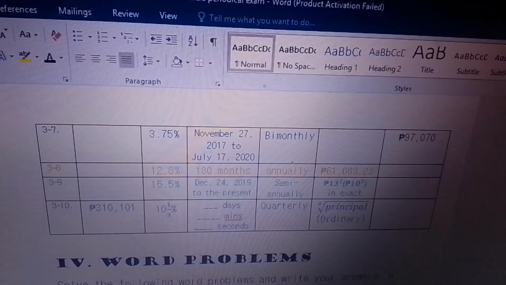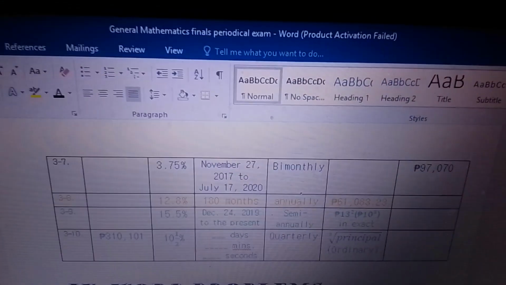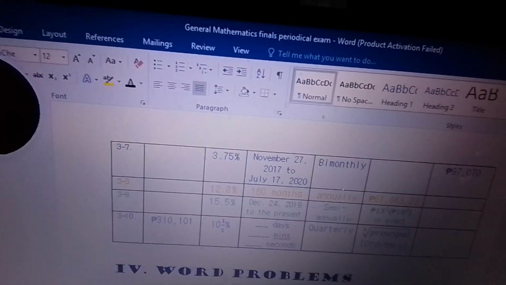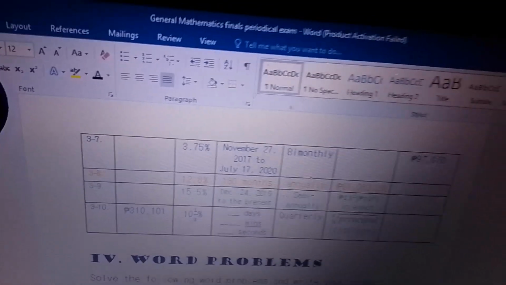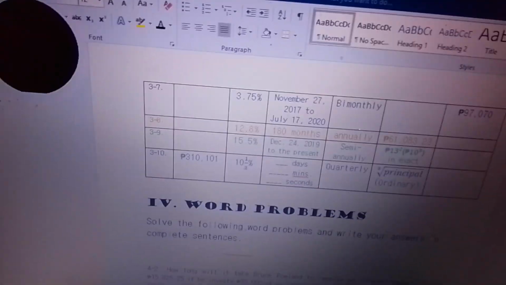Remember I told you, we are still not yet done with our word problems because we still got lots to do. We've already finished 7, so now let's go to the 8th problem.